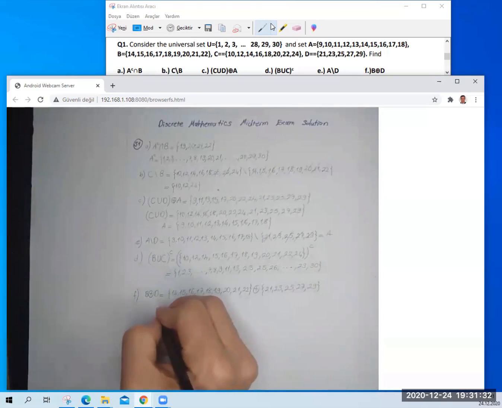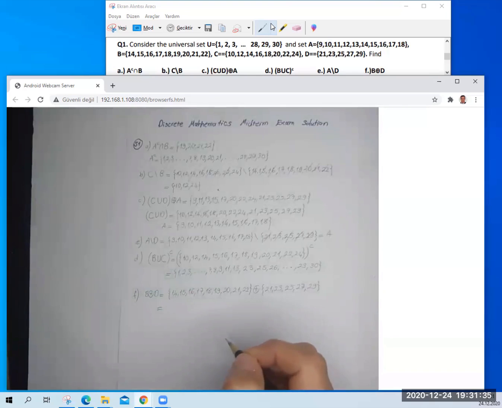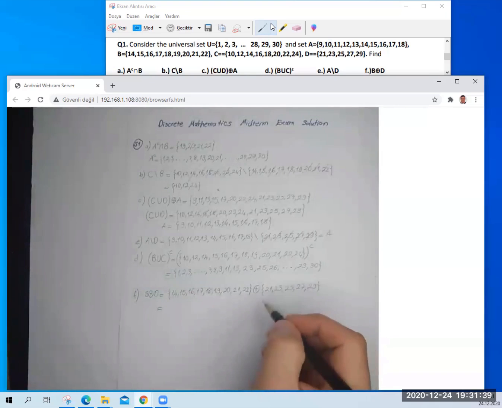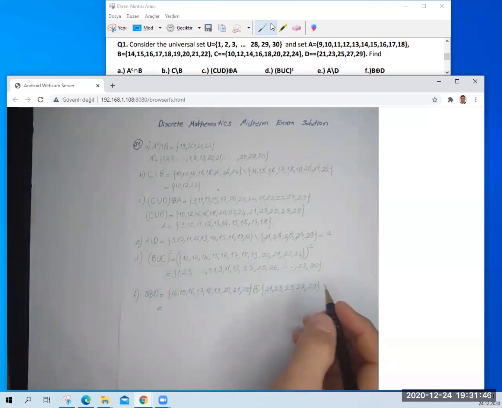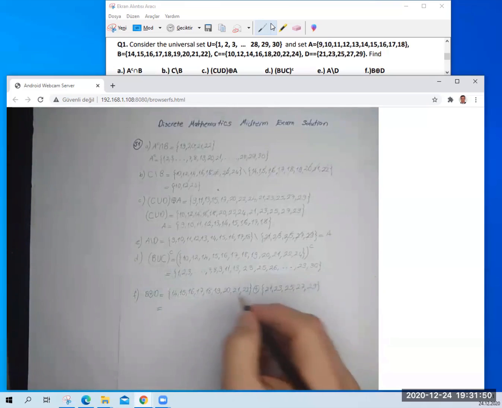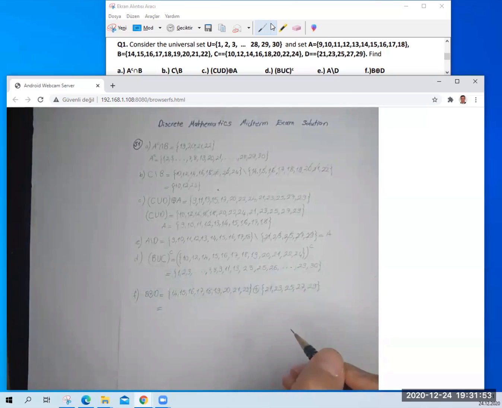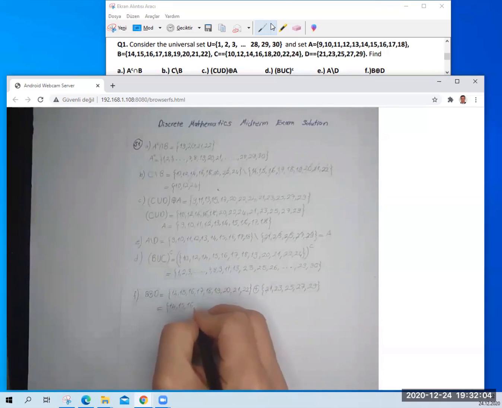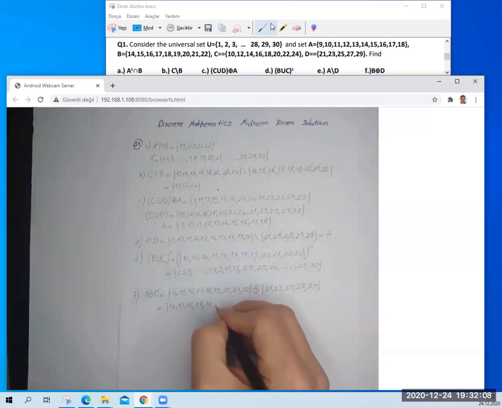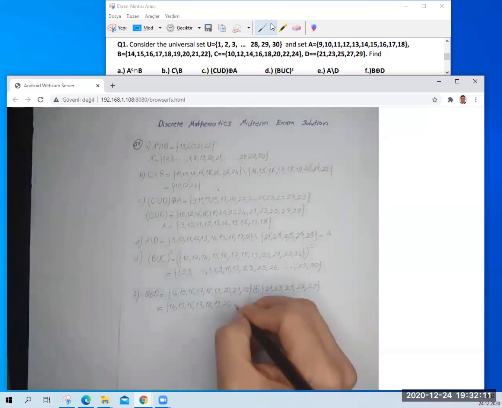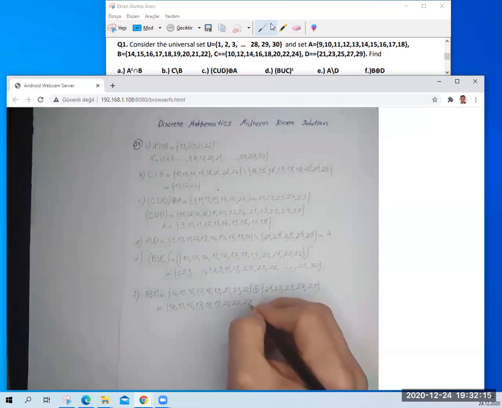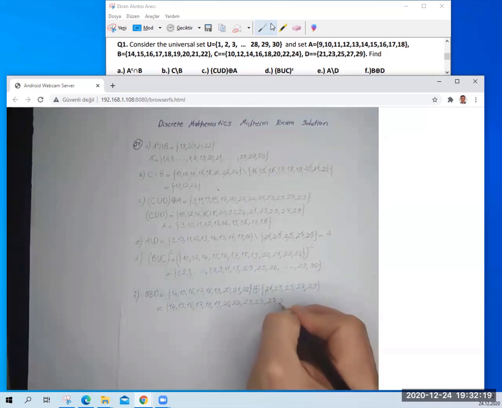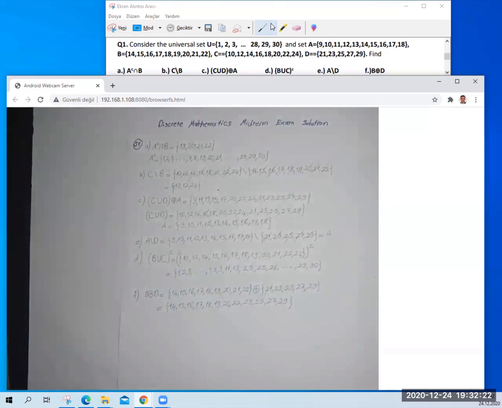So symmetric difference means if there is a common element, I'm going to erase that one and I will take the rest. 21 is here. I will erase from both the 21 and 23. 23, no, there is no 23. So this is my solution. Right? I have here 14, 15, 16, 17, 18, 19, 20, 22, 23, 25, 7, and 29. Okay, this is the solution of question 1.